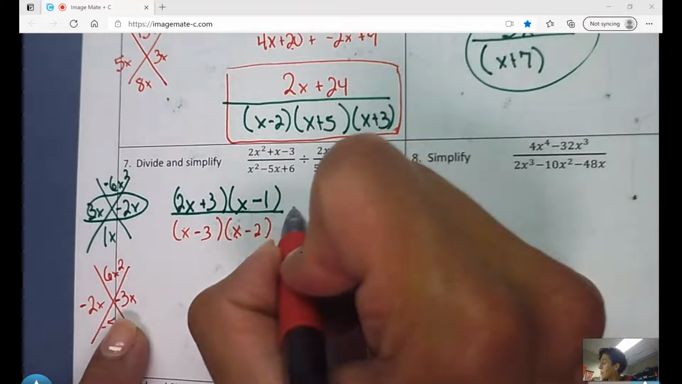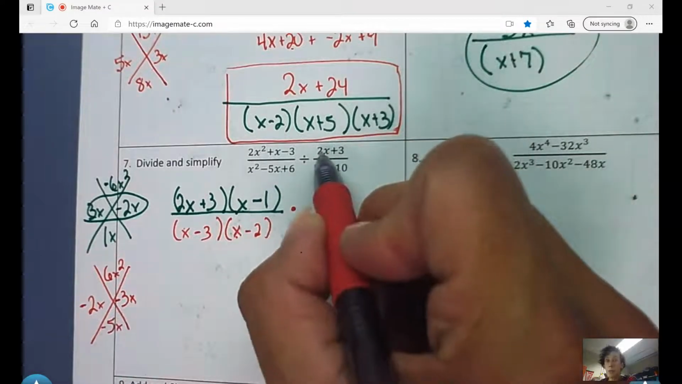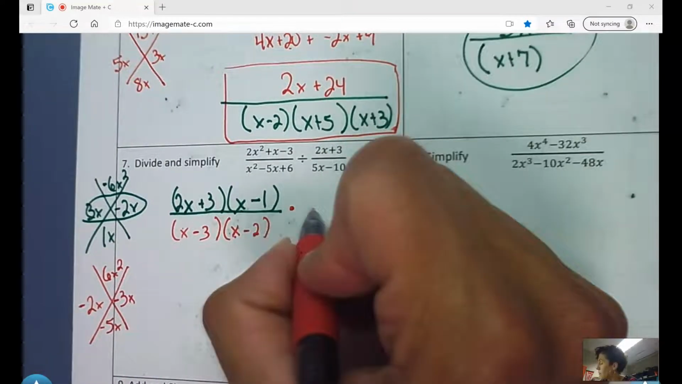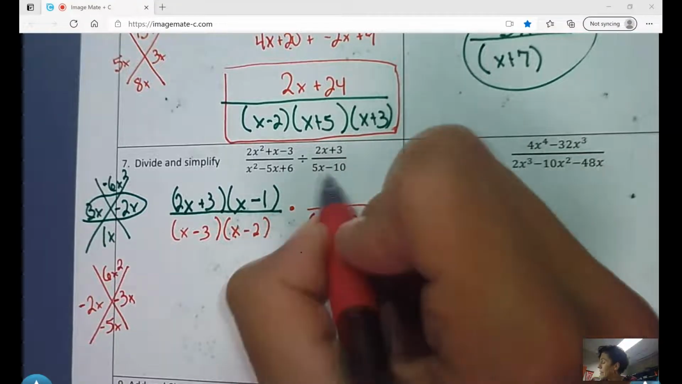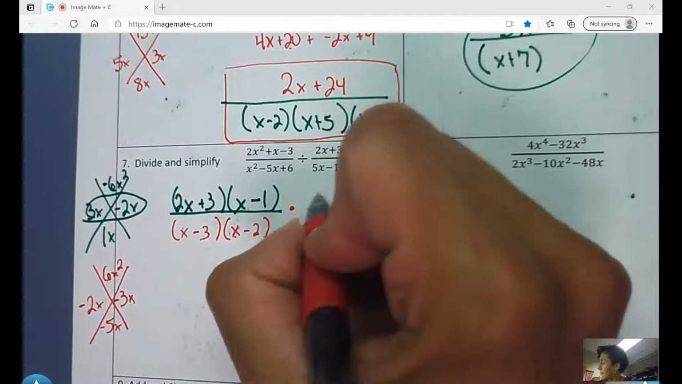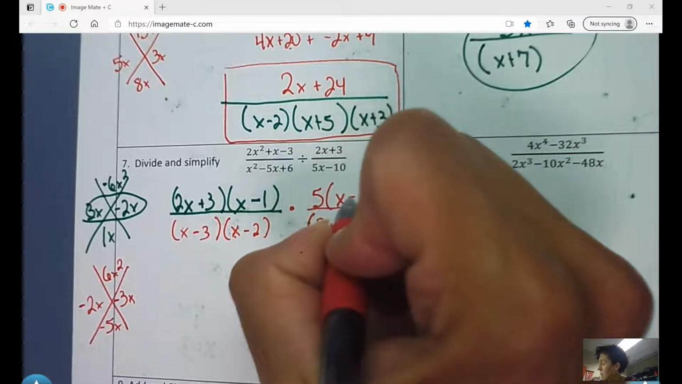Now, there is no GCF. This is not a difference of squares, so this one will be left untouched. This one does have a GCF. I can take a 5 out, and then I'm left with x minus 2.